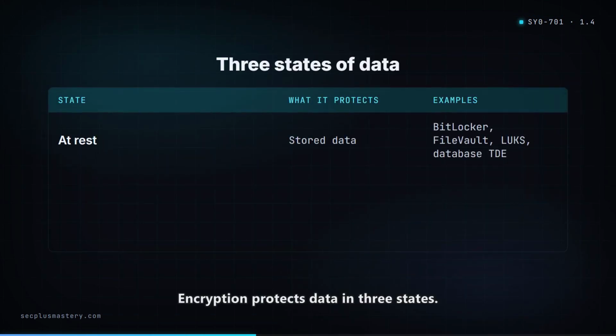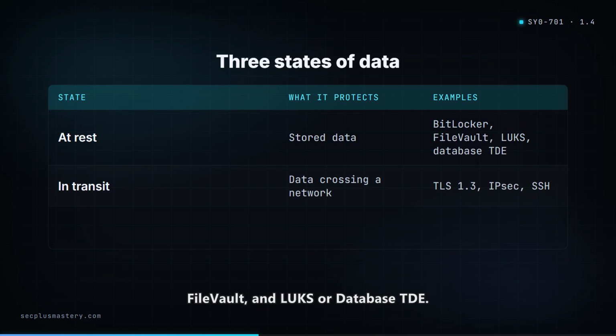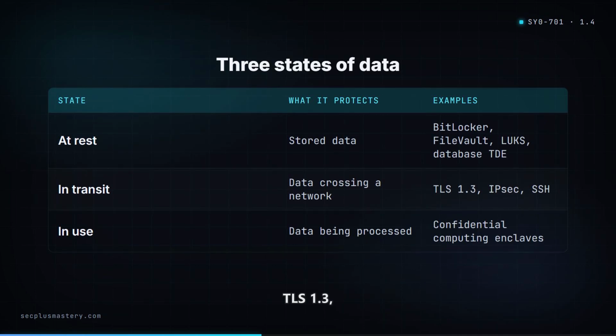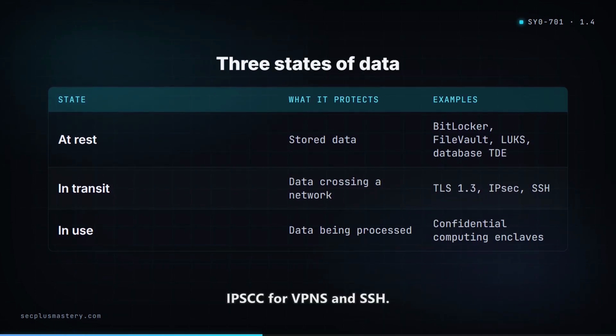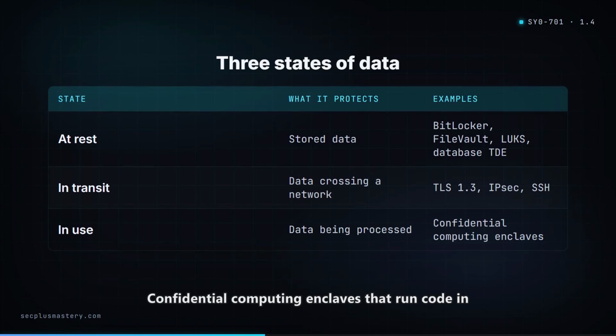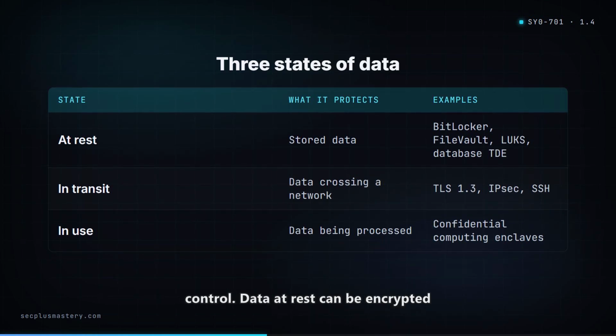Encryption protects data in three states. At rest is stored data. Disk encryption like BitLocker, FileVault, and LUKS, or database TDE. In transit is data crossing a network: TLS 1.3, IPsec for VPNs, and SSH. In use is data being processed: confidential computing enclaves that run code in encrypted memory. Match the state to the control.